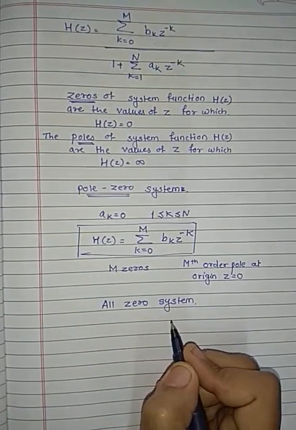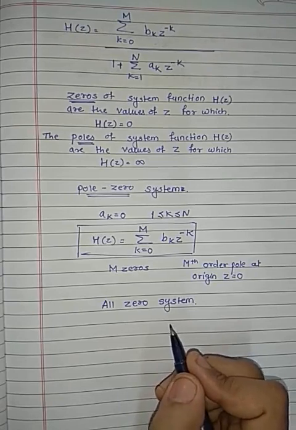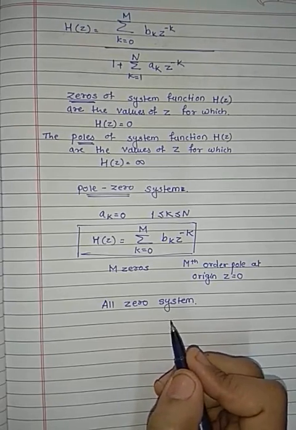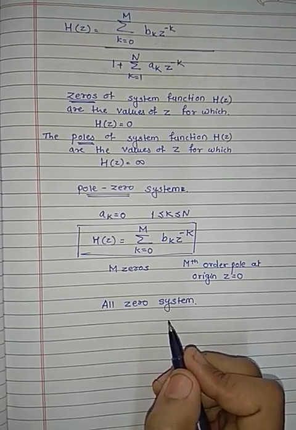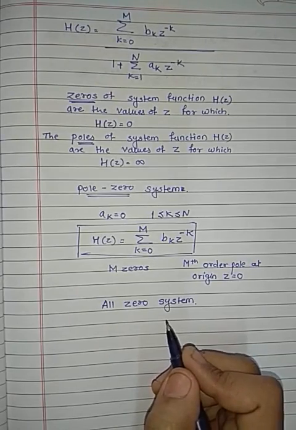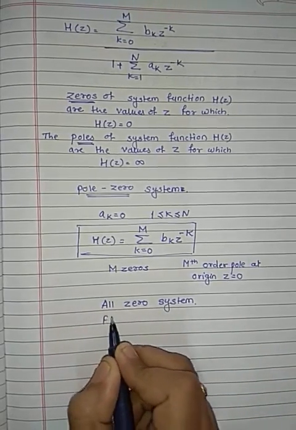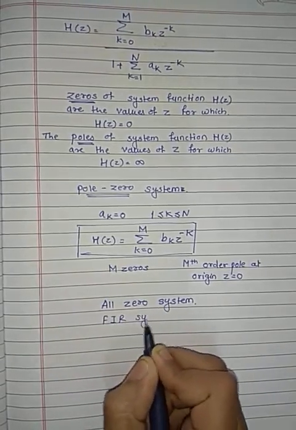Now, it has a finite duration impulse response (FIR), and it is called the FIR system or a moving average system.